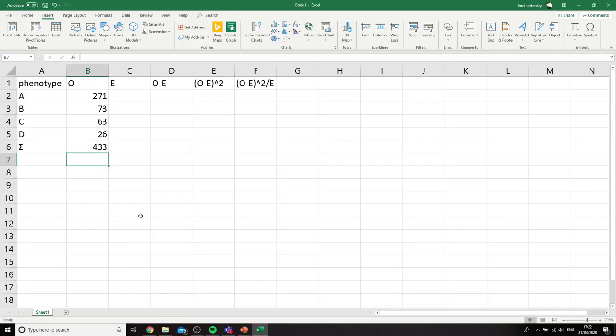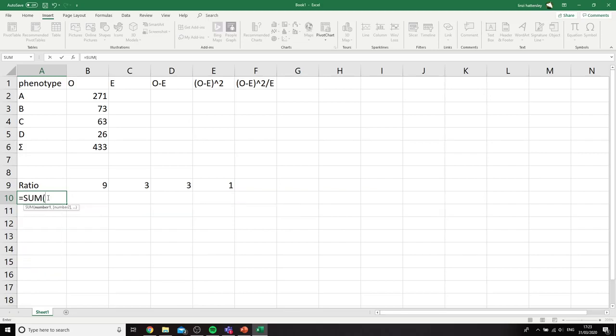Now we need to calculate our expected. So we have a ratio, which is 9 to 3 to 3 to 1. So the sum of that ratio, 9 plus 3 plus 3 plus 1, should be 16.